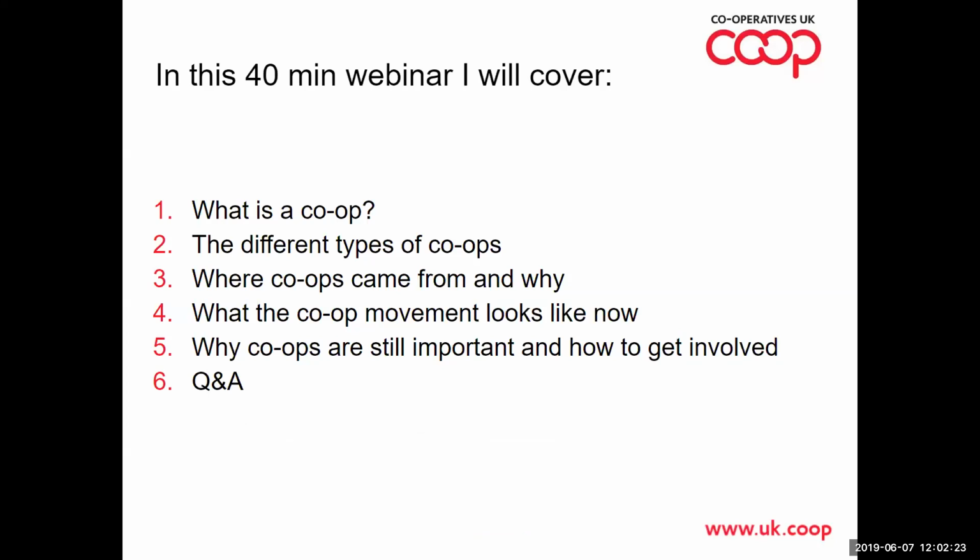This webinar will be roughly 40 minutes, I hope. We'll go through 5 areas really. What is a co-op? Obviously, the different types of co-op, where co-ops have come from, a bit of the history, and the context of co-ops back in 1844, what the co-op movement looks like now, not just in the UK, but around the world, and why co-ops are still relevant today. And then finally, from our point of view, a bit about Co-ops UK and how you can get involved. And then, like I say, we'll pick up any final questions at the end.